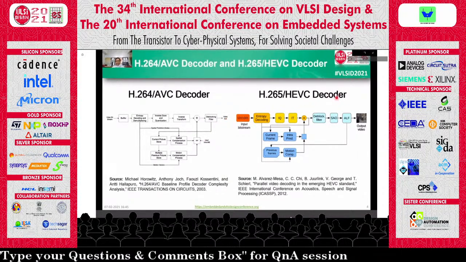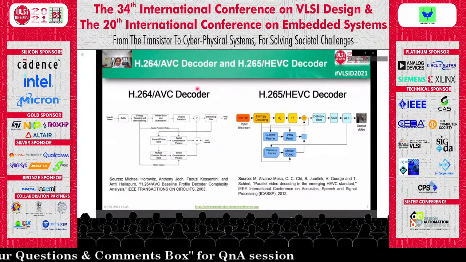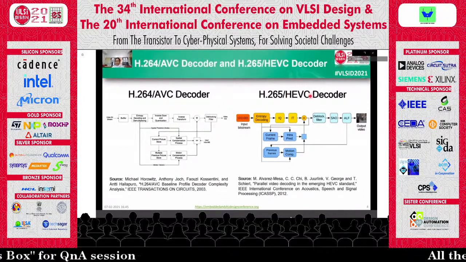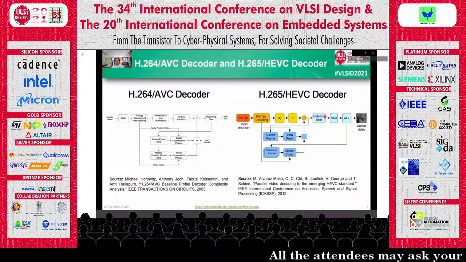The HEVC decoder working is similar to that of the AVC decoder, but it has some additional advantages like the frame coding structure, where the HEVC frames are referred to as larger coding units, which is further divided into coding units, prediction units, as well as the transform unit.